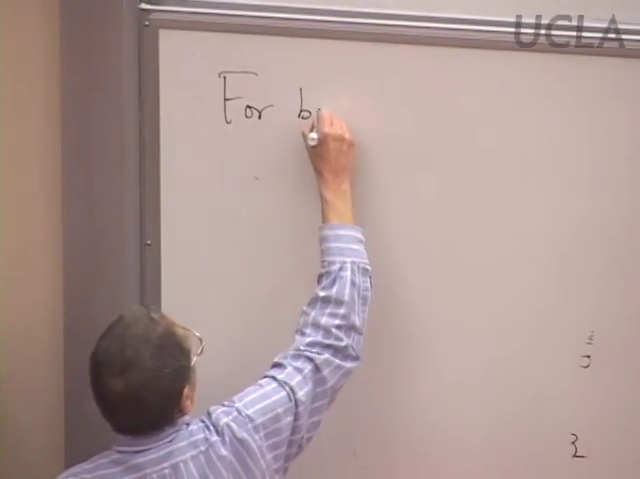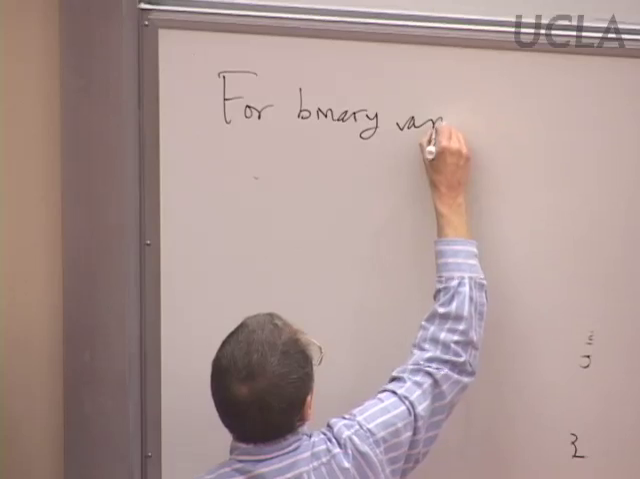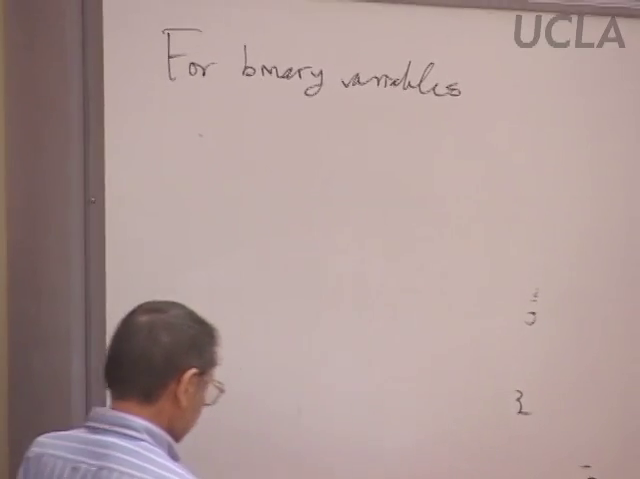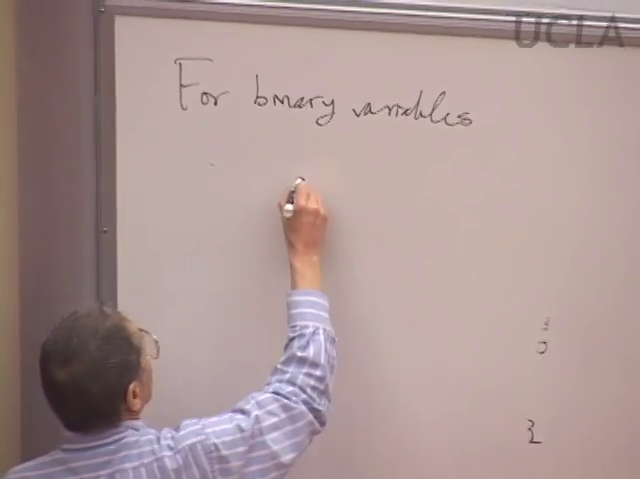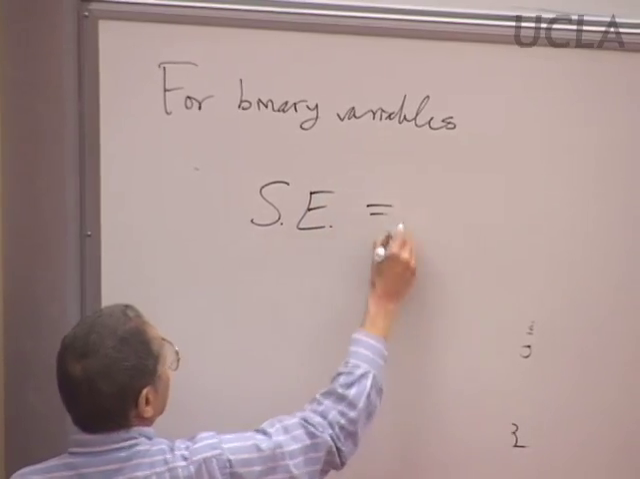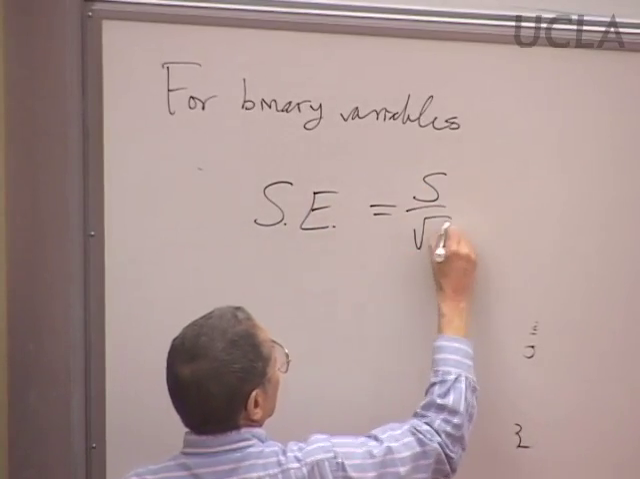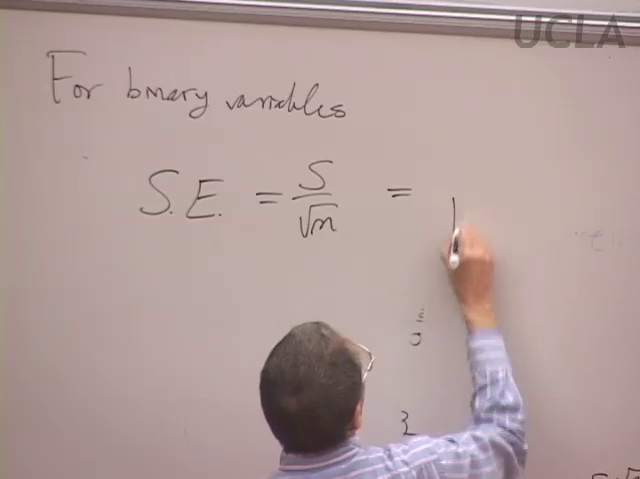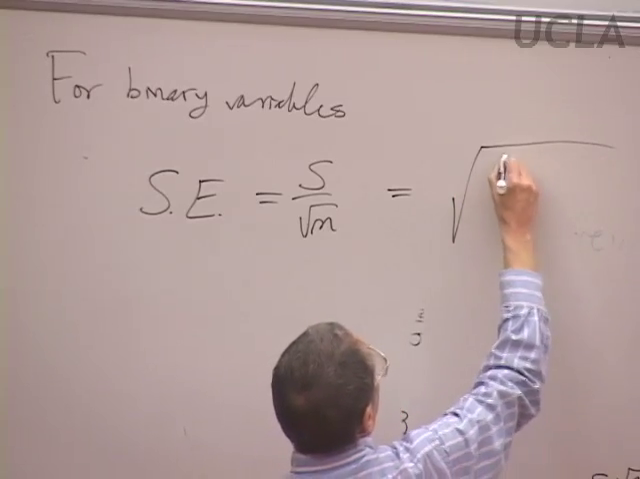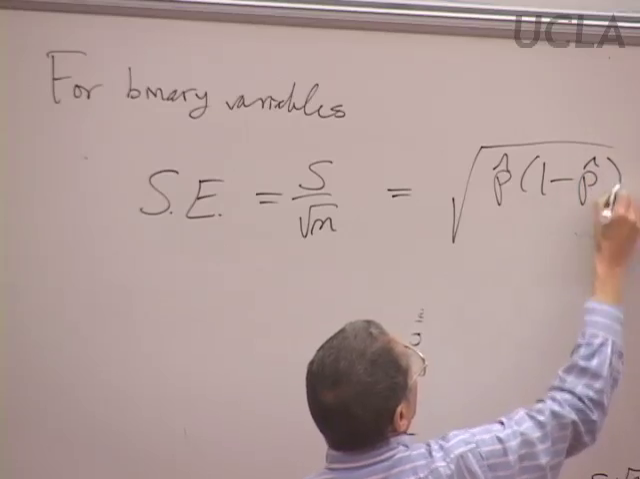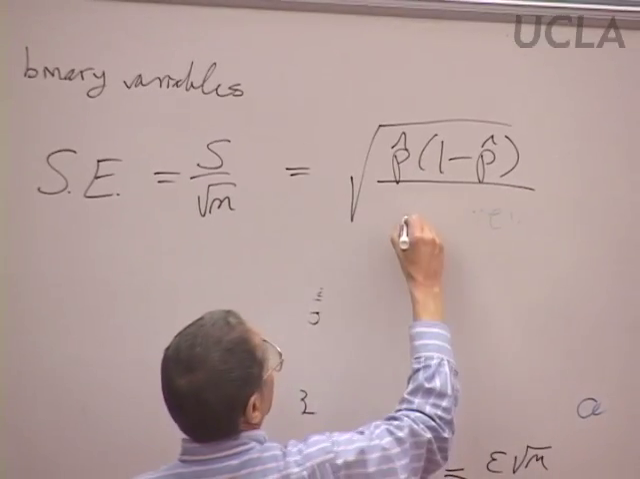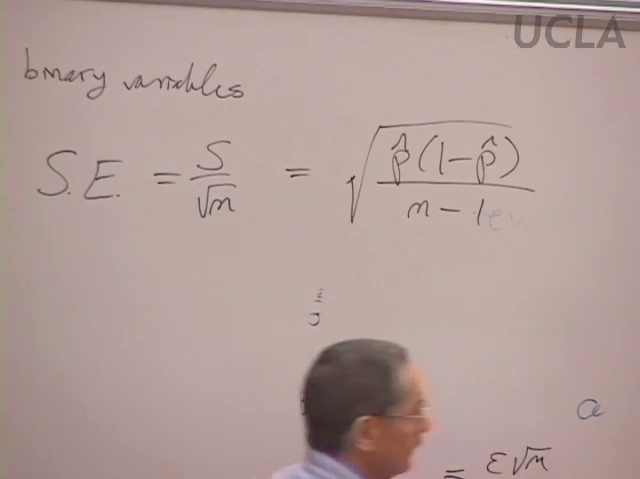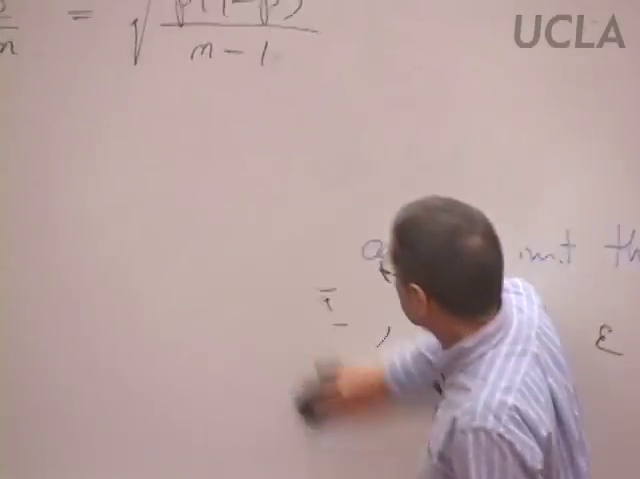So what's new here in the special case of binary variables is the standard error. Well, we know that's s over the square root of n. Here it is p hat times 1 minus p hat divided by n minus 1, and we want the square root of that. Now, let me tell you where this comes from.